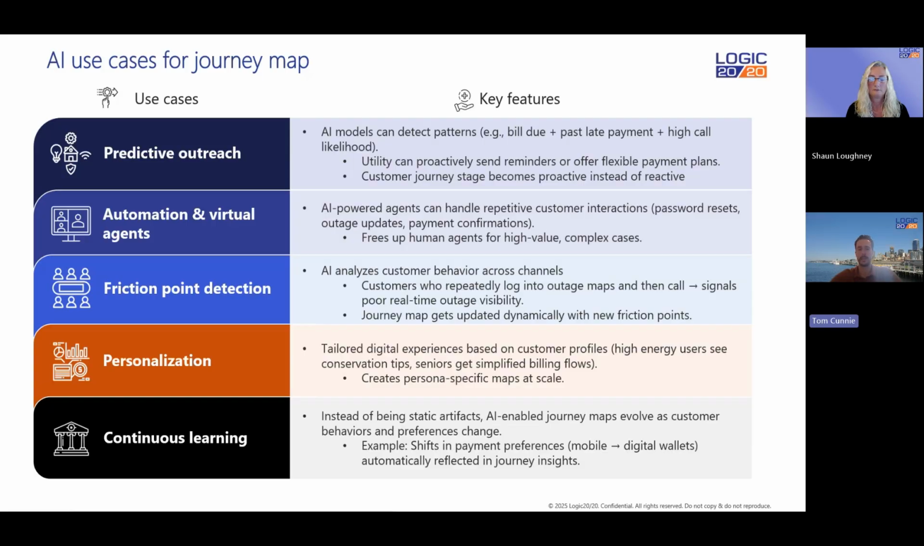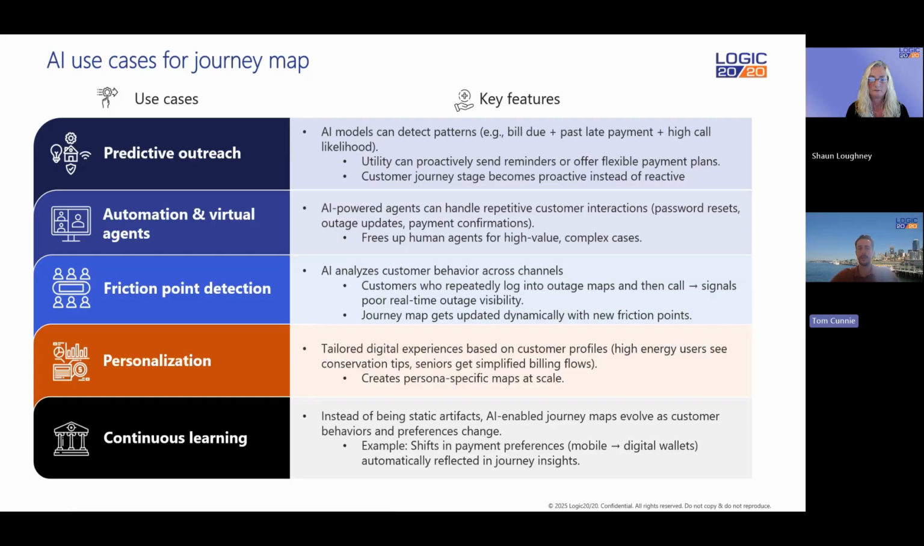Next up, we have personalization at scale. One of the biggest frustrations customers have is feeling like just another account number. AI allows us to build persona-specific maps that adapt automatically. For example, higher energy users might receive conservation tips during hot weather, while seniors might get simplified, low-friction billing flows. Instead of creating one generic map, AI allows us to dynamically tailor the experience for each segment, even down to the individual level.